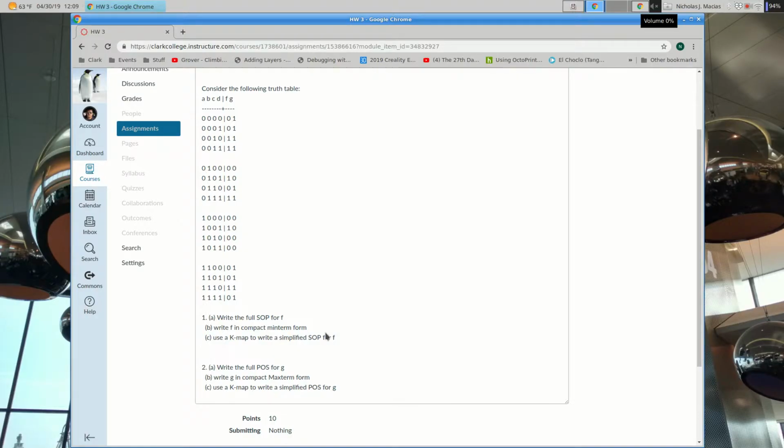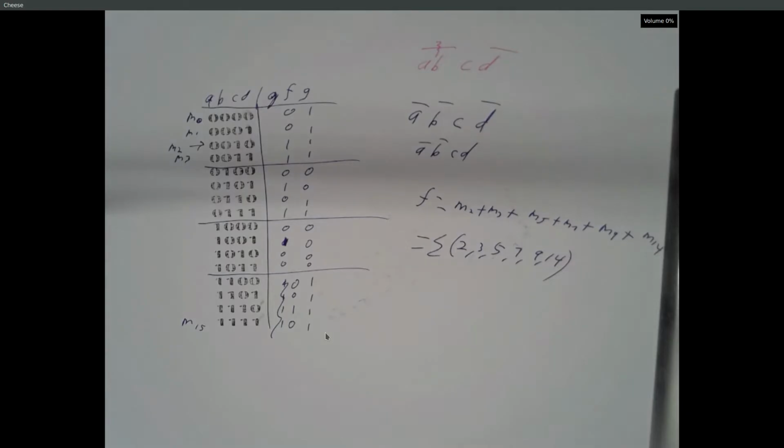All right, and then using a k-map to write the simplified sum of products. So most people totally nailed the k-map, which is excellent.